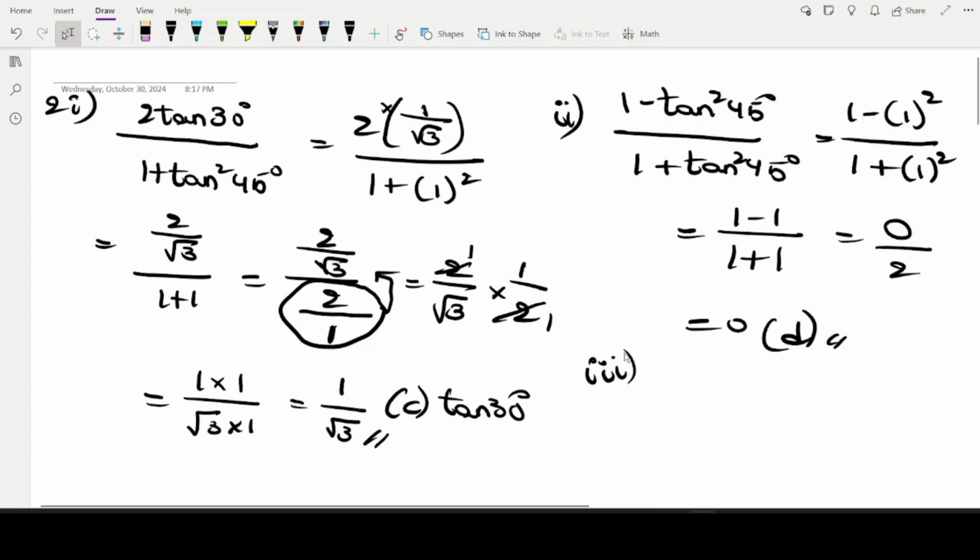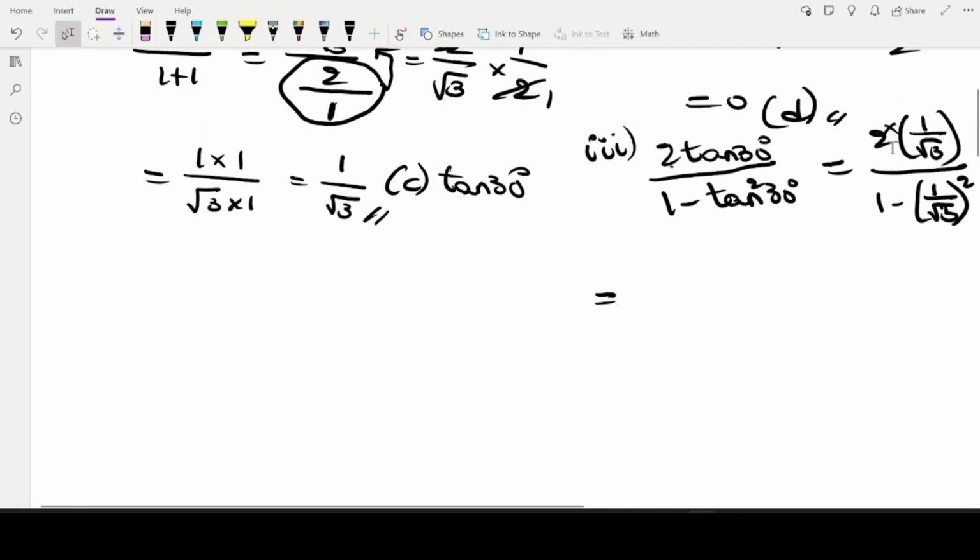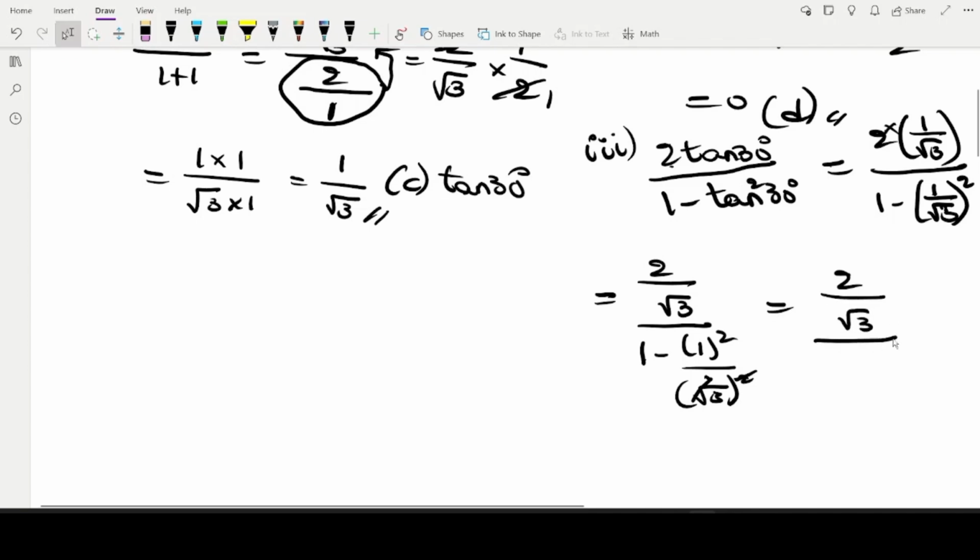So now let us see the third question, which is 2 tan 30 degrees divided by 1 minus tan square 30 degrees. So 2 into tan 30 value is 1 by root 3, divided by 1 minus tan 30 degrees is 1 by root 3 whole square. So 2 into 1 is 2. So 2 divided by root 3, divided by 1 minus 1 whole square divided by root 3 whole square. Both square and square root get cancelled. Now you are left with 2 divided by root 3. 1 minus 1 square is 1 divided by 3.